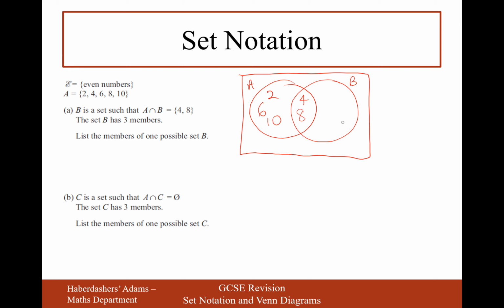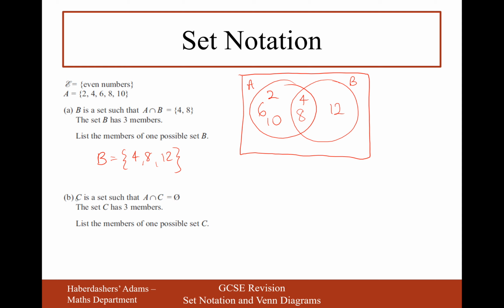Now we're looking at this section here, and we know that set B has 3 members. Now we know that the possible elements that we can choose from are the even numbers. So if I choose the number 12 here, that's an even number. It's not in set A, so it could be in set B. So therefore, one possible answer to this question is 4, 8, and 12. The answer would be 4, 8, and any other even number.